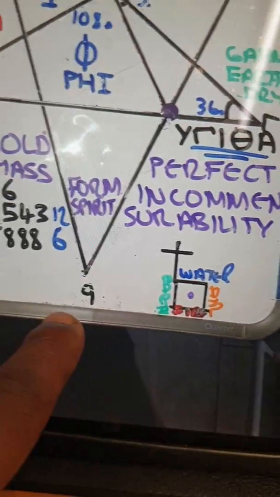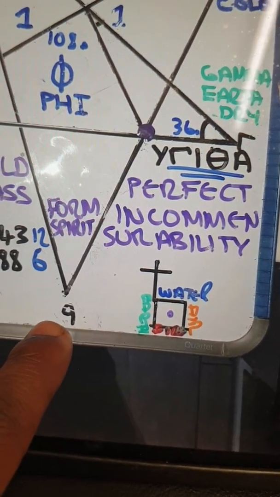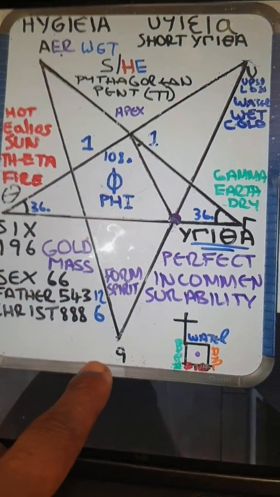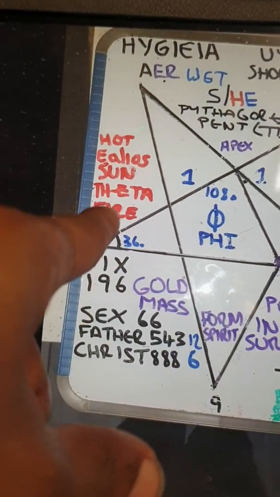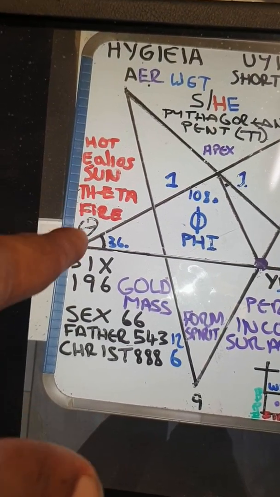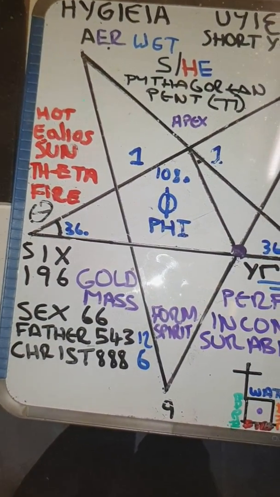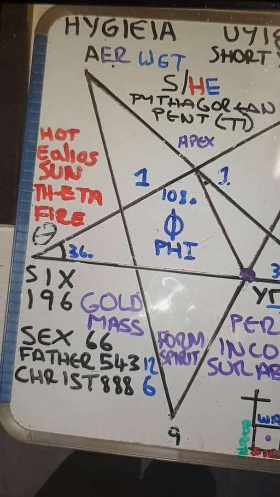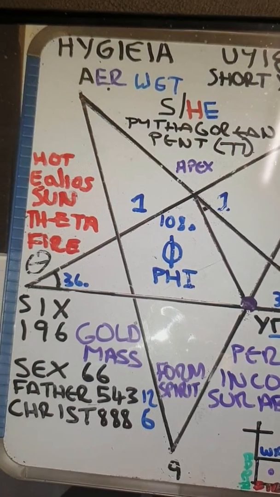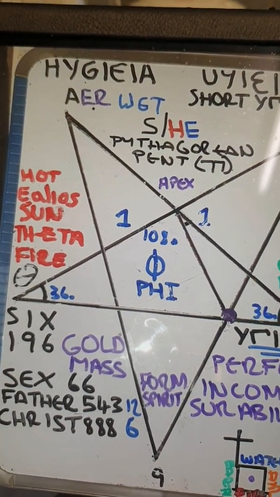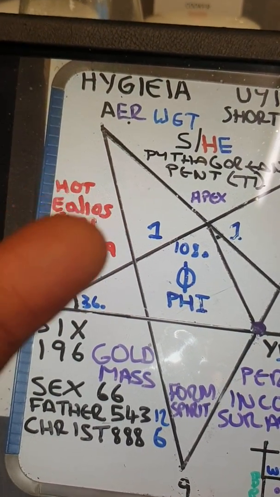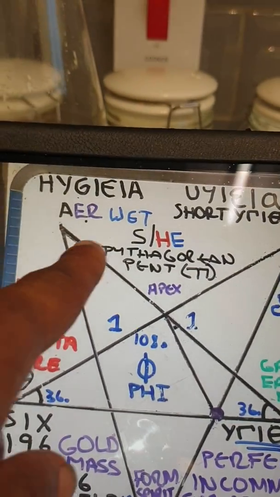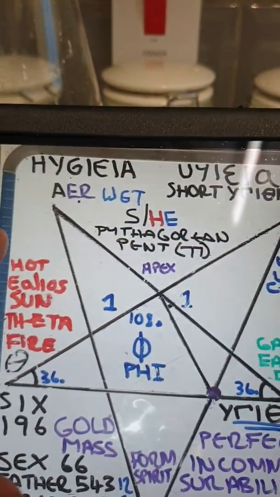So here is a nine, iota, I, spirit, soul, form and spirit. And then they have the theta, which is fire. Now hydrogen burns in oxygen and air to create water. Hydrogen must do the fire, must do the burning. So fire and water come together to create another fire, which manifests water, which is E, closest to ether.